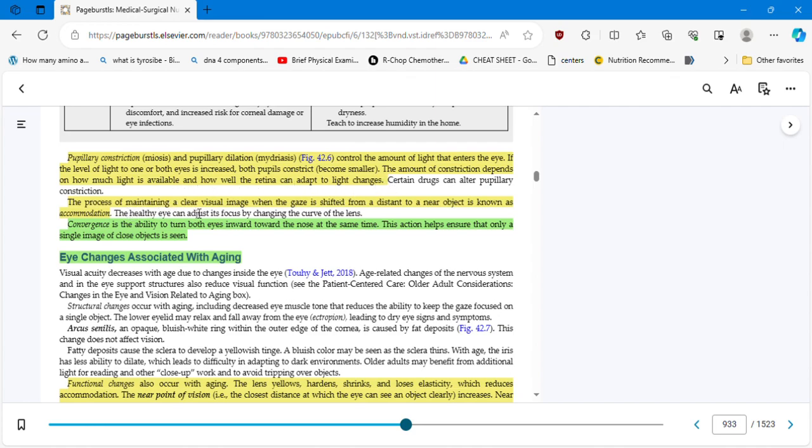The process of maintaining a clear visual image when the gaze is shifted from a distance to a near object is known as accommodation. That could be the third function of the eye: refraction, constriction, and this is accommodation. The fourth, convergence, is the ability to turn both eyes inward toward the nose at the same time. This action helps ensure that only a single image of close objects is seen. So we're going to stop here, and then we're going to come back with eye changes associated with aging.